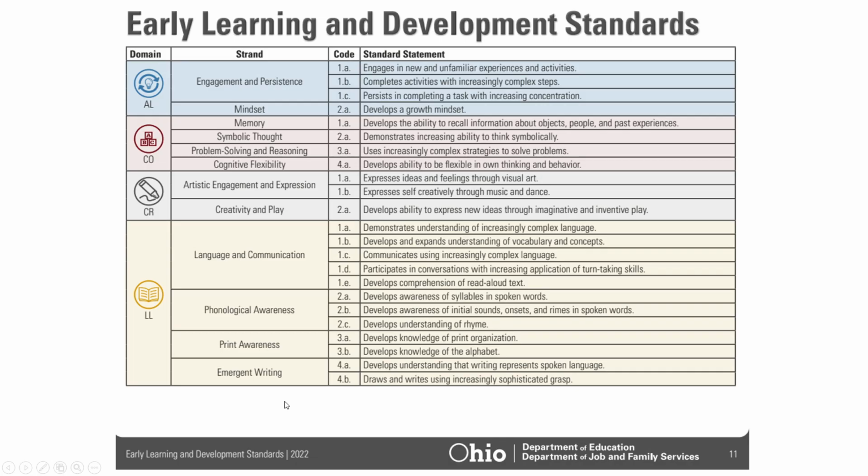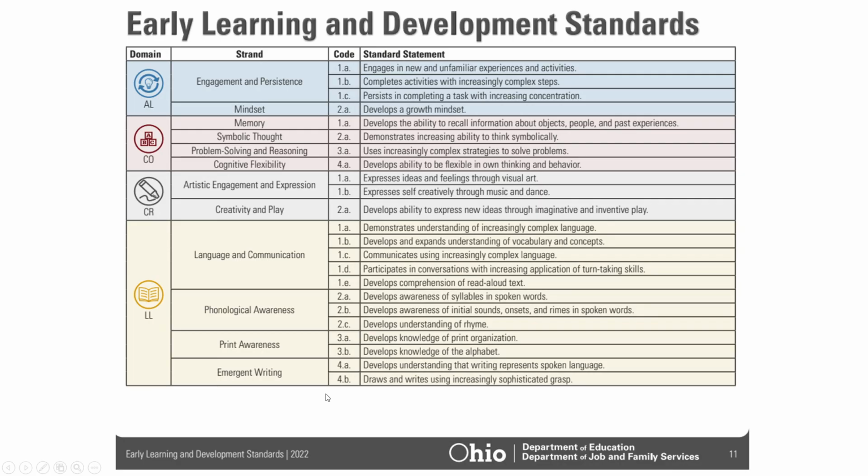So here is an overview of the standards, and I'll just jump down here to language and literacy. You have language and communication, phonological awareness, print awareness, and emergent writing. Those are the strands. Then you have an alphanumeric code, so it'll be 2A, 2B, 2C. You need that code. And then you'll have the actual statement standard. So under print awareness, that strand, there are 2 standards: develops knowledge of print organization and develops knowledge of the alphabet.